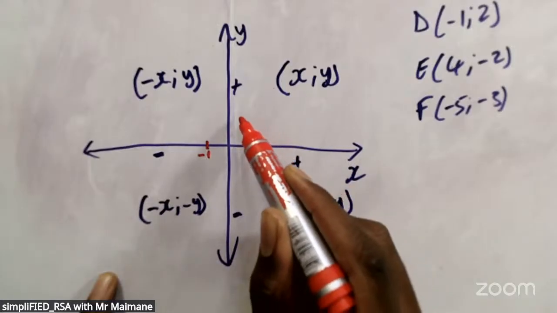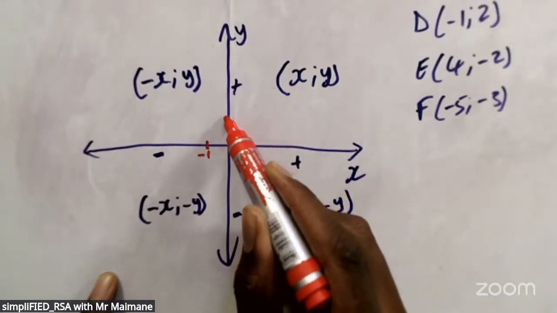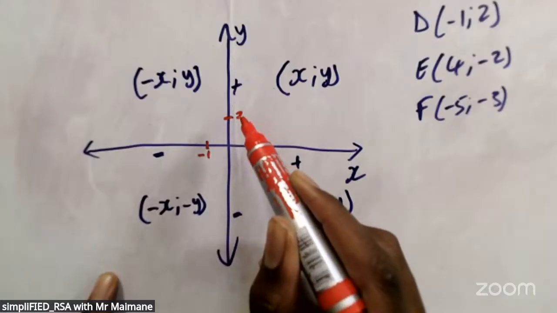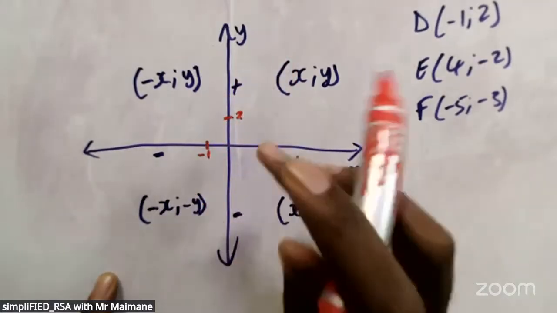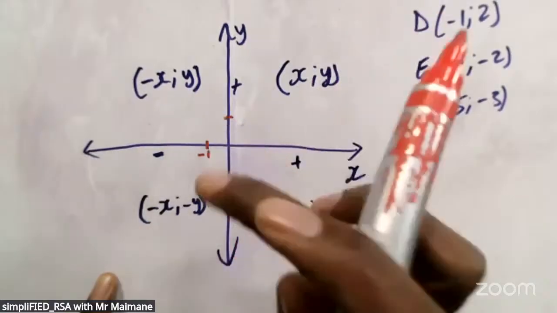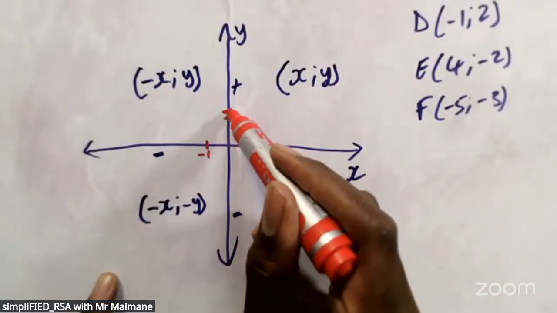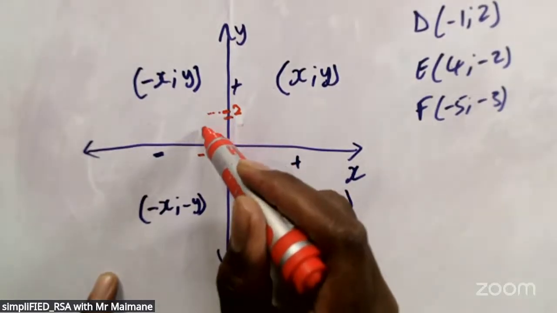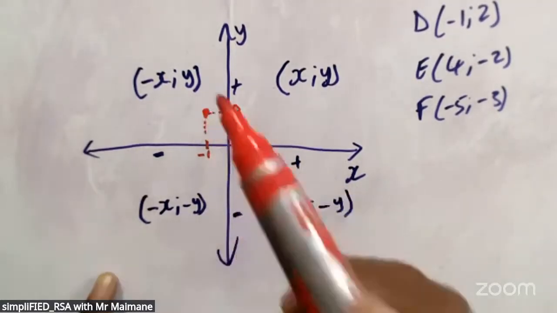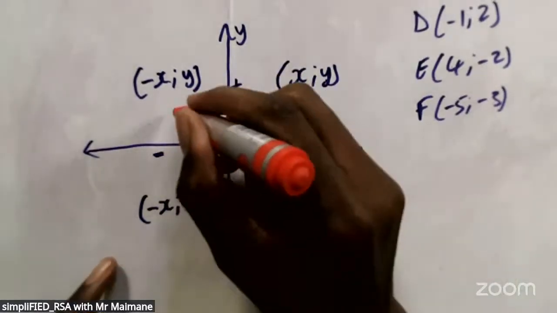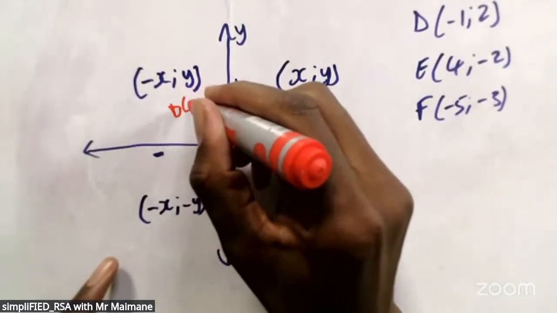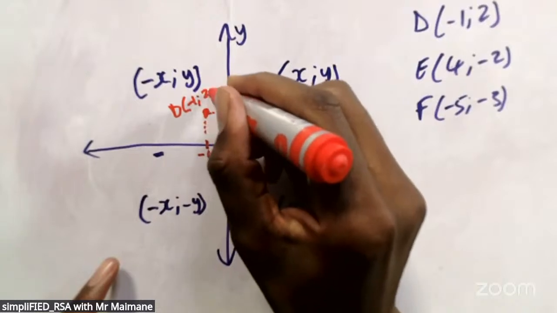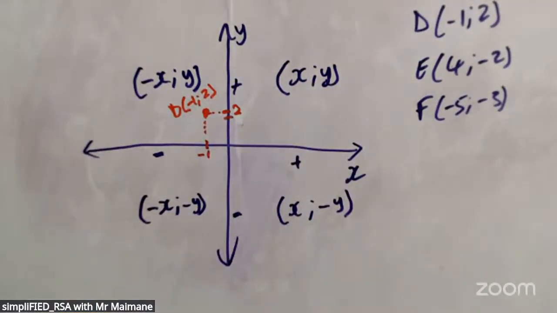So if we plot it, we can picture -1 to be somewhere here. And we can picture, say, +2 to be somewhere here. Or I can even put it a bit higher, to be somewhere there. So we have the point there. That would be our point D, which is -1 and +2. Great. Where would be our second point, E?